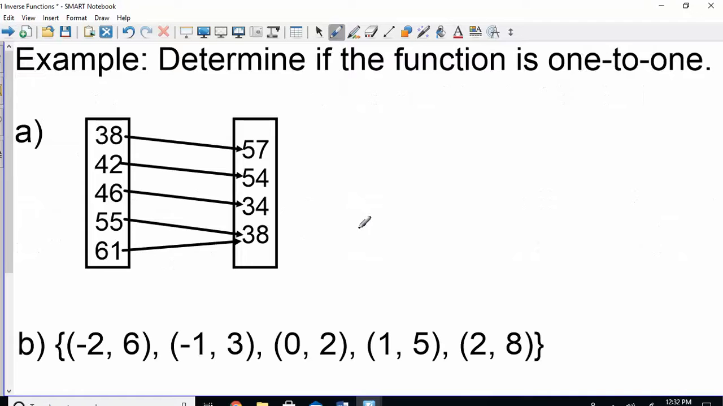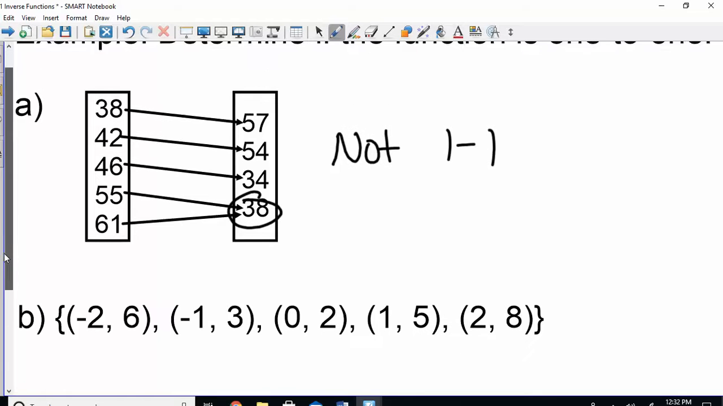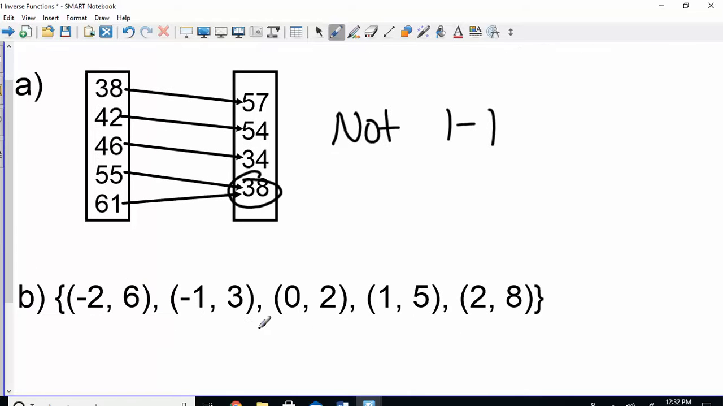First we're just going to look at an example, and tell me if this is one-to-one or not. You're shaking your heads no, because the 38 gets repeated. My abbreviation for one-to-one is 1-1. So that's not one-to-one because of that 38. What about the second one, the set of ordered pairs? Yes, all of these y's are different numbers, so that one is one-to-one.